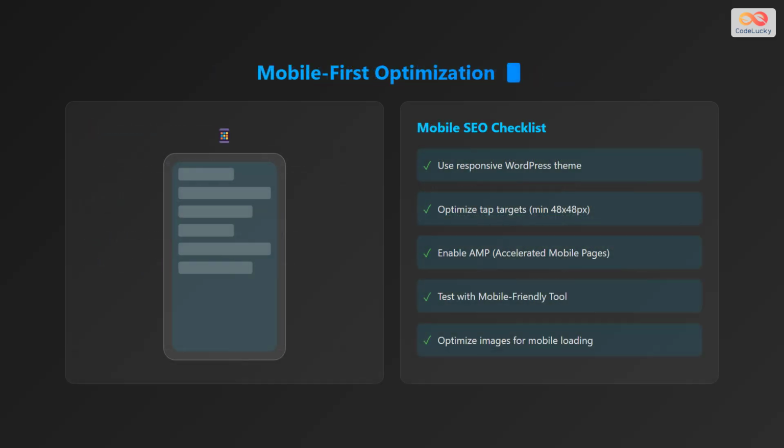Let us explore the world of mobile-first optimization. Here is a checklist to help you optimize your website for mobile devices. Use a responsive WordPress theme that adapts to different screen sizes. Optimize tap targets by ensuring they are at least 48 by 48 pixels in size. Enable accelerated mobile pages to provide a faster and smoother mobile experience. Test your website using Google's mobile-friendly test tool to identify and fix any mobile usability issues, and optimize images for mobile loading to reduce page load times on mobile devices.